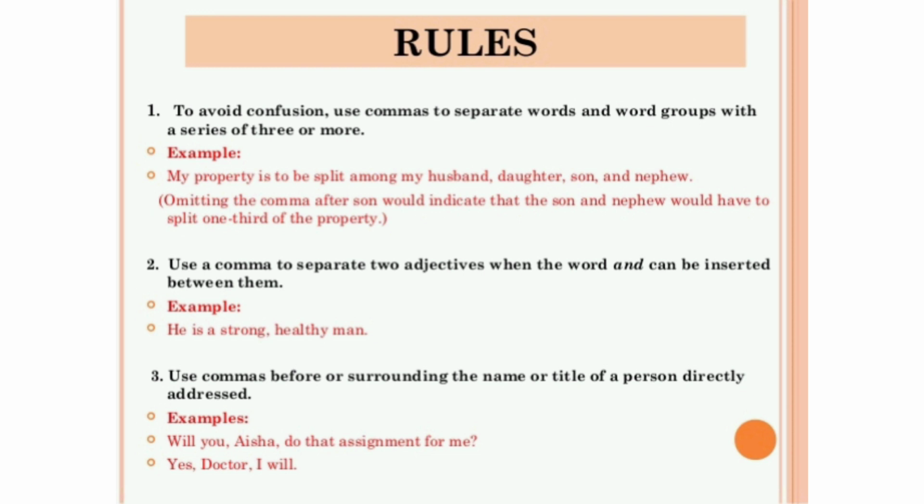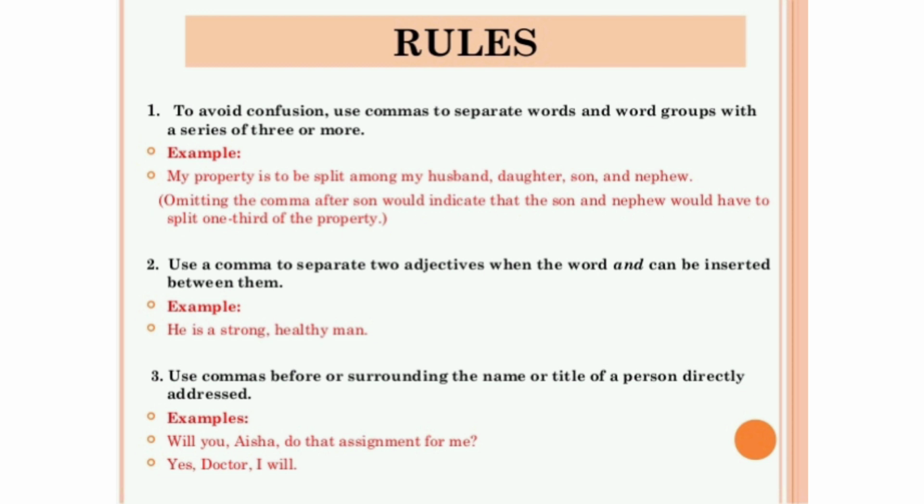Also remember, there is something called the Oxford comma, where if you see carefully between son and nephew, we have placed one more comma. If we remove this comma, then it becomes son and nephew together. So the property will be split in three parts. If you do not put a comma after son, the division of the property will be three parts: husband, wife, son and nephew together. But if you want to divide it into four parts, you must include a comma after son.